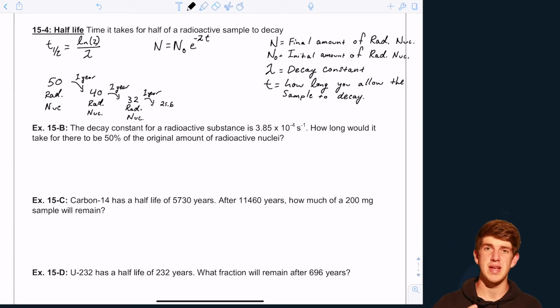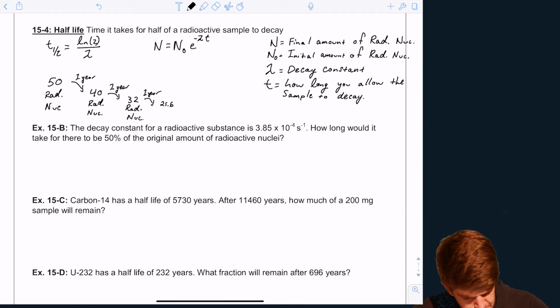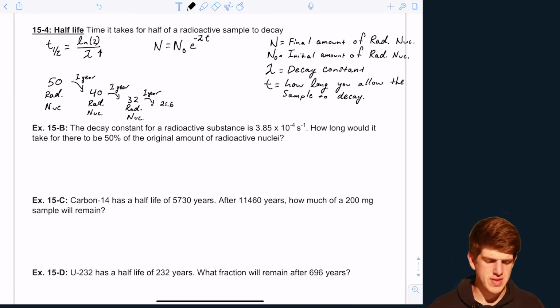So if my decay constant is higher, more of my actual sample decays per unit time. That means that my value in my denominator is larger. And if that value is larger, my half-life will be shorter. They're inversely proportional. Makes a lot of sense. The more that decay, the shorter it'll take for me to have half of my original sample.